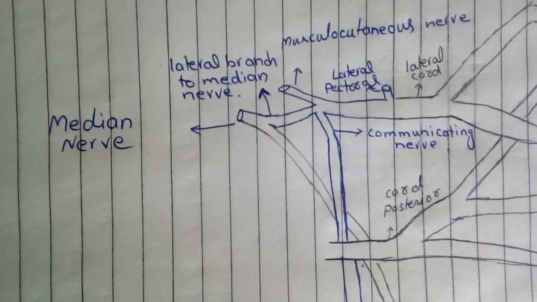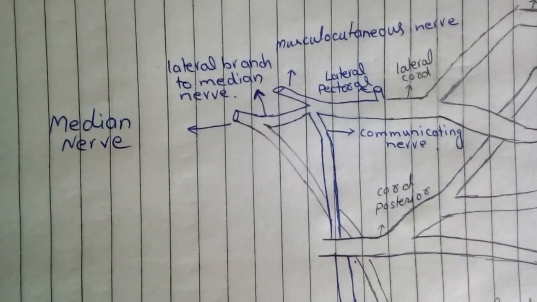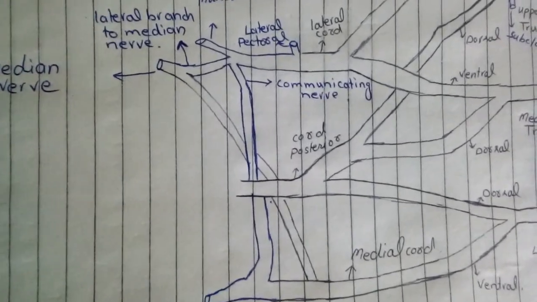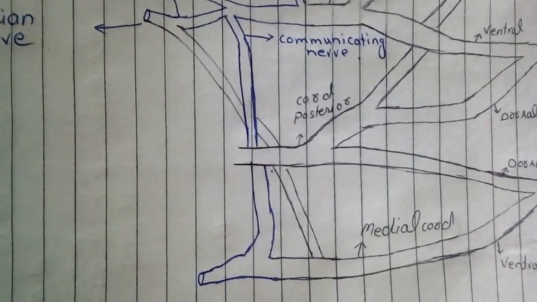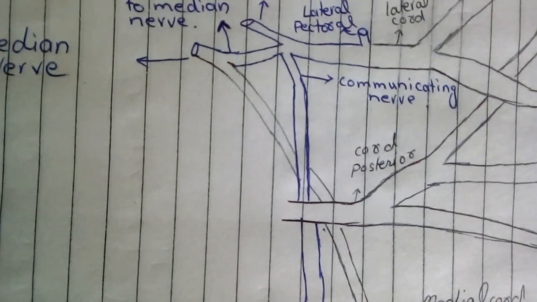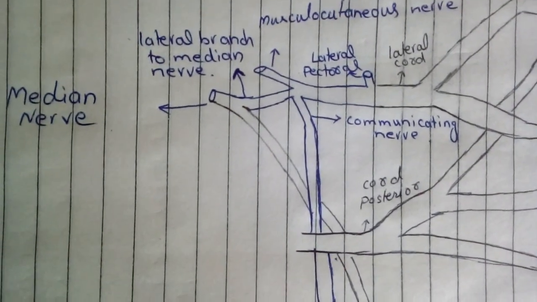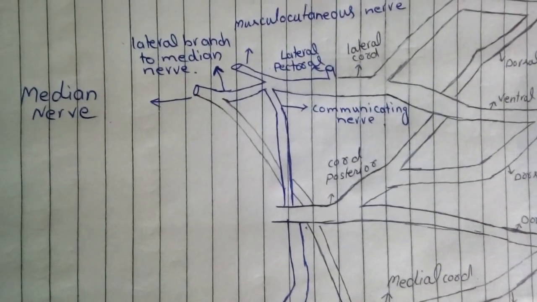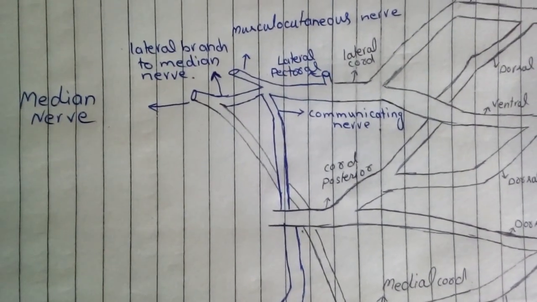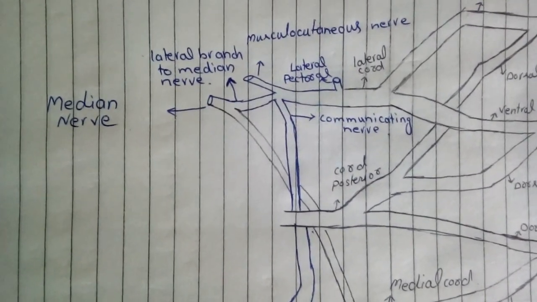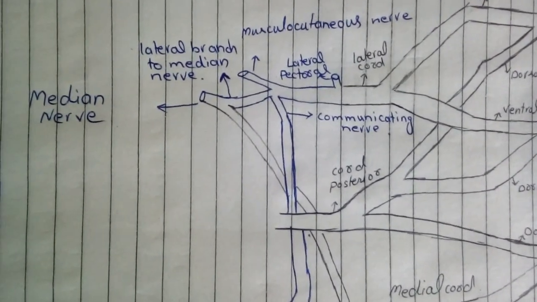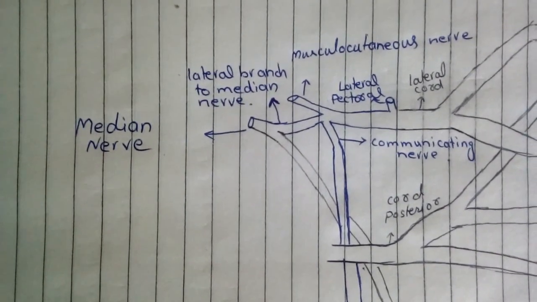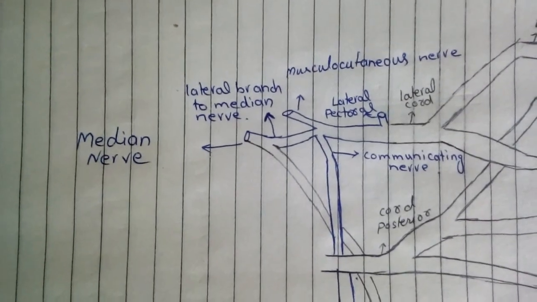Median nerve is formed by fibers from the lateral cord and fibers from the medial cord. You can see fibers from the medial cord move toward the median nerve, and when fibers from the lateral cord and medial cord join, they form the median nerve. It is the major nerve of the brachial plexus. Median nerve supplies the muscles of forearm and thenar eminence.